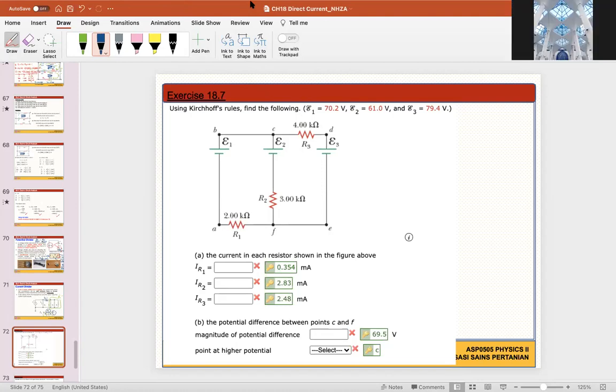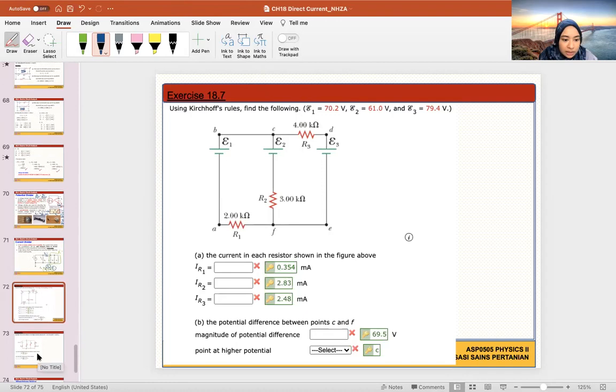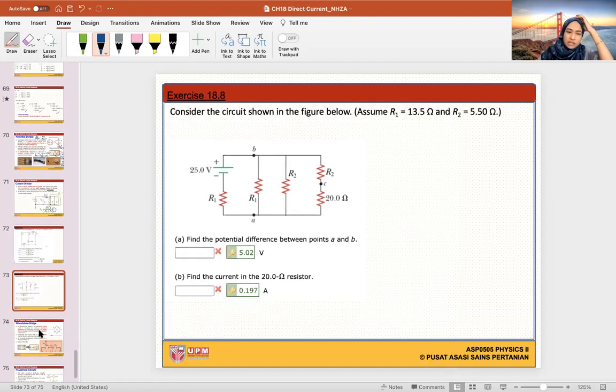Okay, I'm going to continue next time. So I will continue in your next class with these two examples, and then we are done with chapter 18, and then we move on to chapter 19.